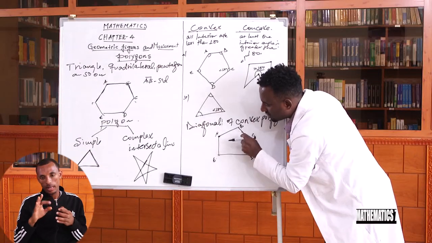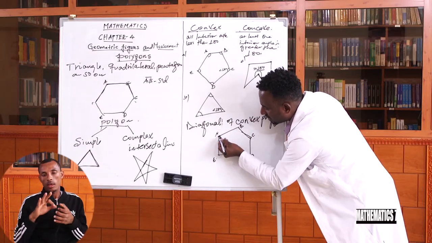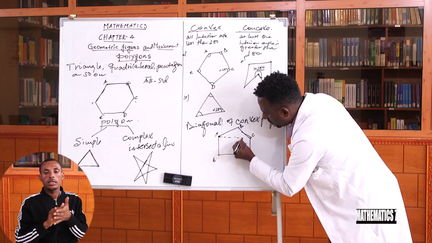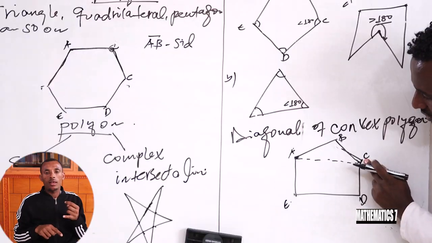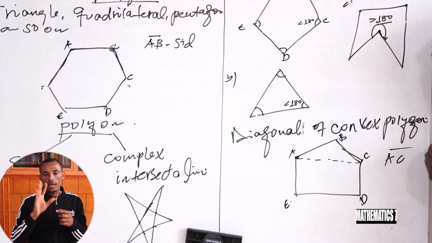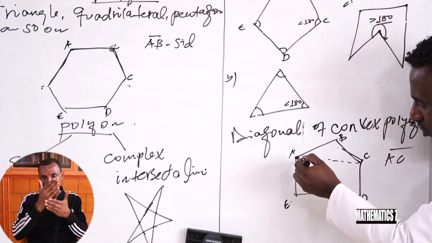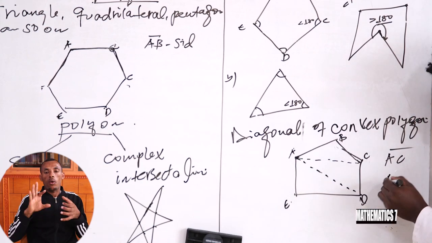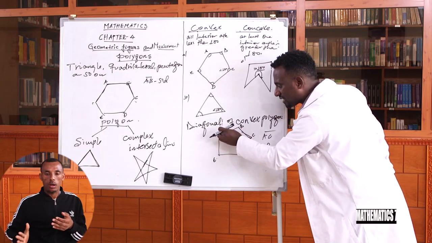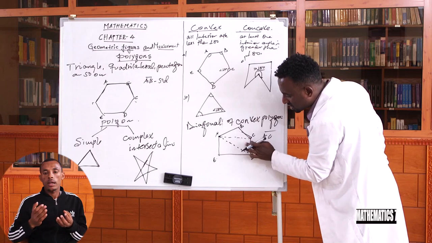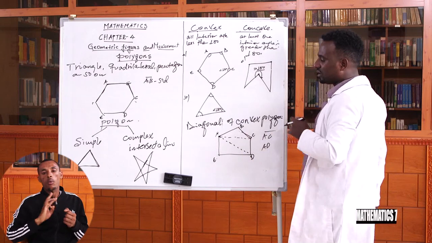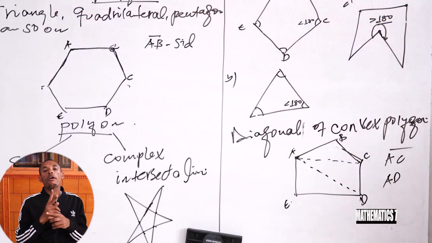But a diagonal is the line segment we join between non-consecutive vertices, not A and B. So we connect end to end non-consecutive vertices. A and C connect, so we get diagonal AC, a line segment AC. We connect end to end a line segment AD, so diagonal AD. So this pentagon has, from one vertex, two diagonals. This is what a diagonal is, and how we can draw a diagonal from a given vertex or endpoint.